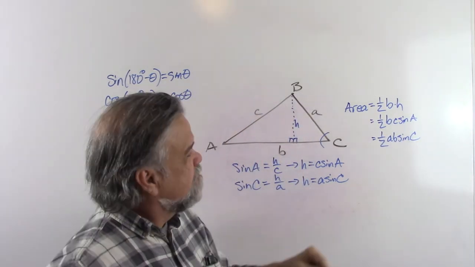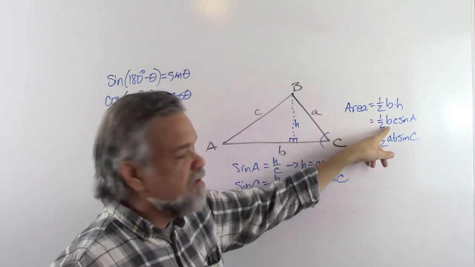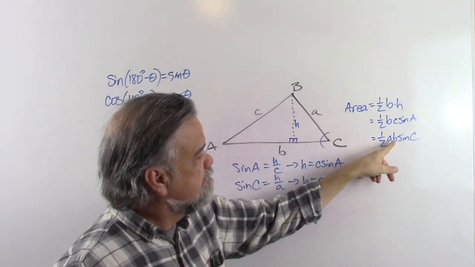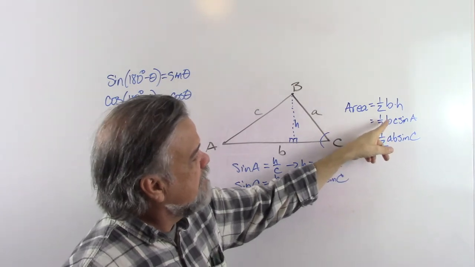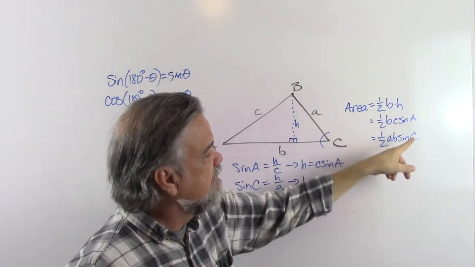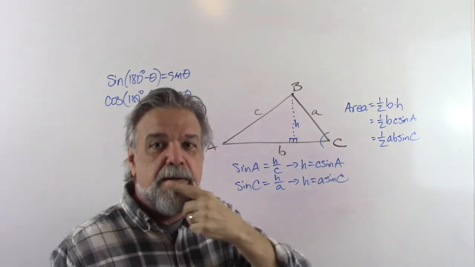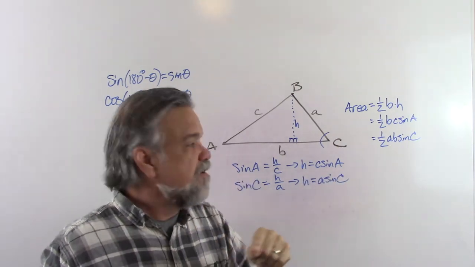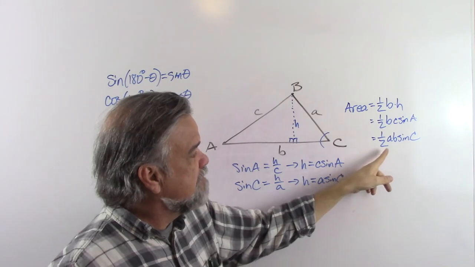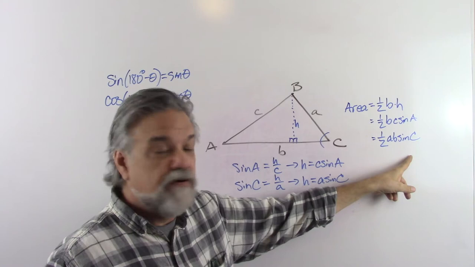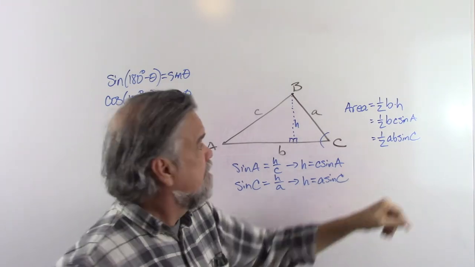So the area equals 1/2 times B times C times the sine of A, and it also equals 1/2 times A times B times the sine of C. I wonder if I could also say that it equals 1/2 times AC sine of B. I wonder. Well, let's see.